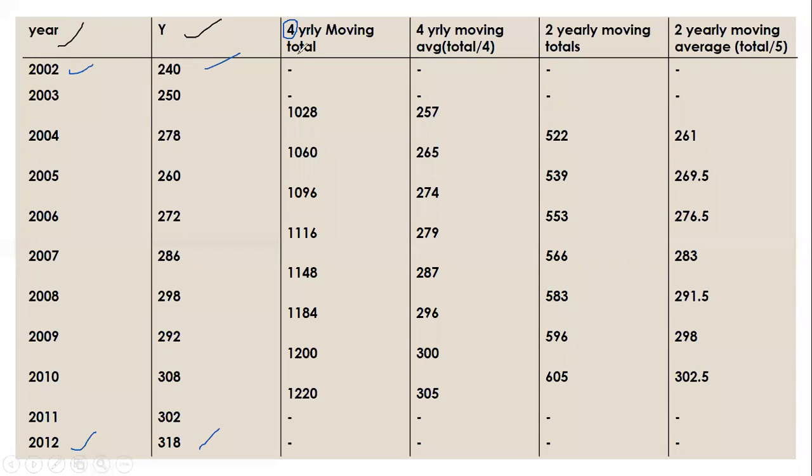in this, we will be using the same technique of adding 4 numbers. That will remain the same. But which is the central value for 4? Can anybody tell me? Let's say 240, 250, 278 and 260. Out of these 4 numbers, which is the central value so that I can write the total there?